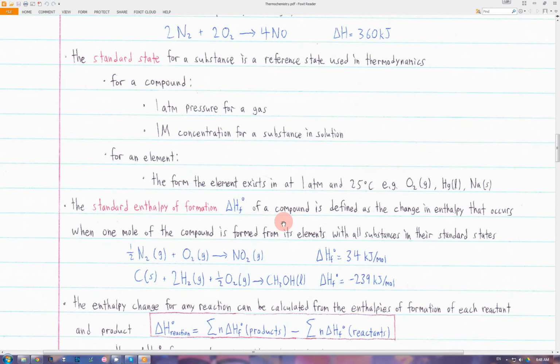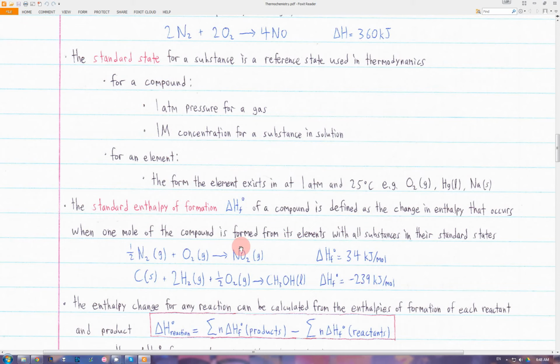So now we're going to look at the standard enthalpy of formation, delta HF, with this degree symbol. And when we see this degree symbol on a thermodynamic function, that means that all the substances in the reaction are at their standard states. So the enthalpy of formation is the change in enthalpy that occurs when 1 mole of the compound is formed from its elements when all substances are in their standard states.